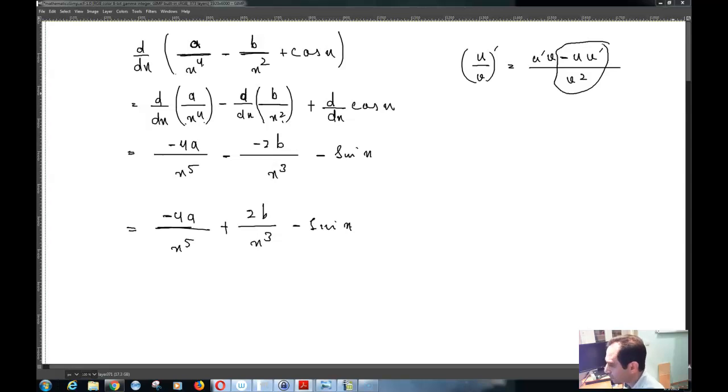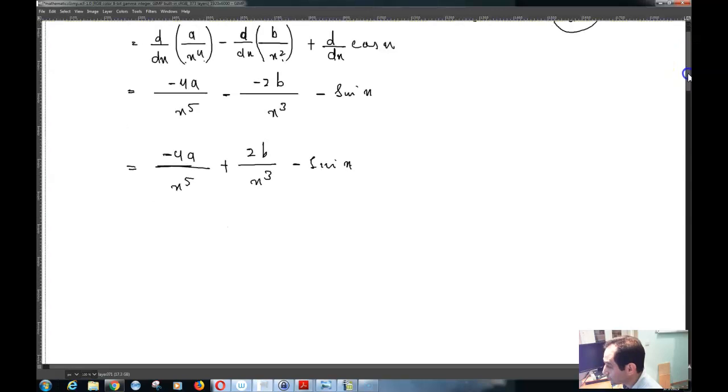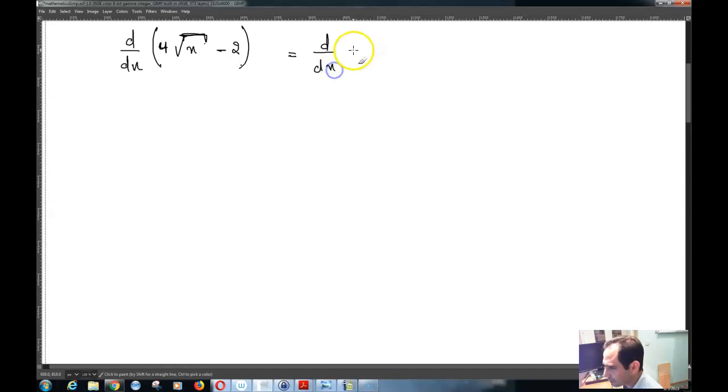Question number 11 is 4 times the square root of x minus 2. And you want to find the derivative of this function. So you know that this is equal to d by dx of 4 square root of x minus d by dx of 2.